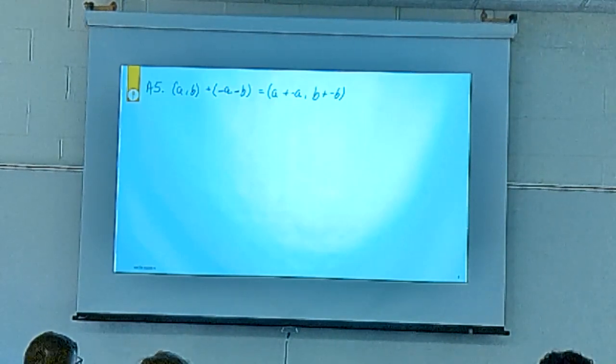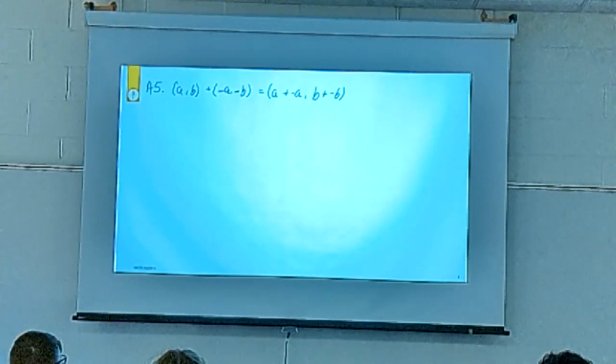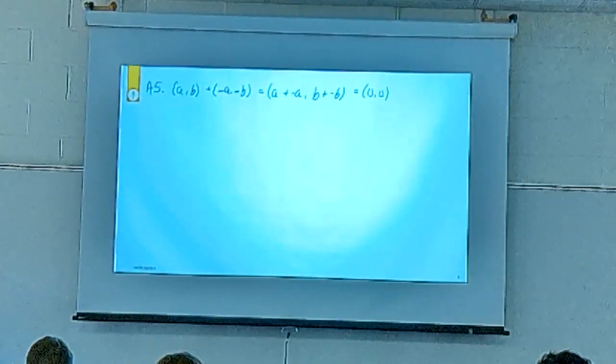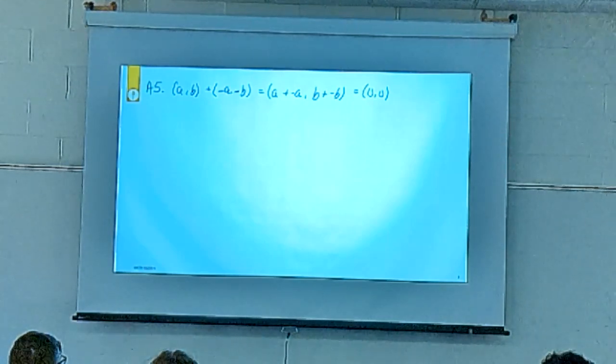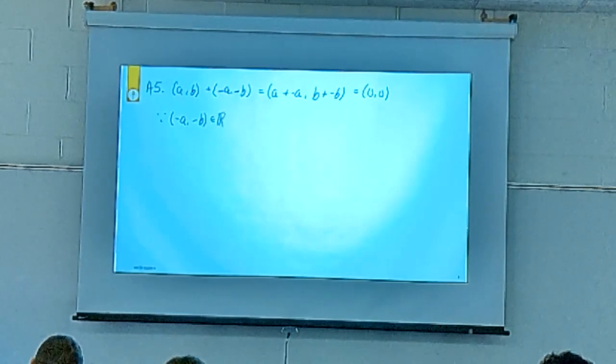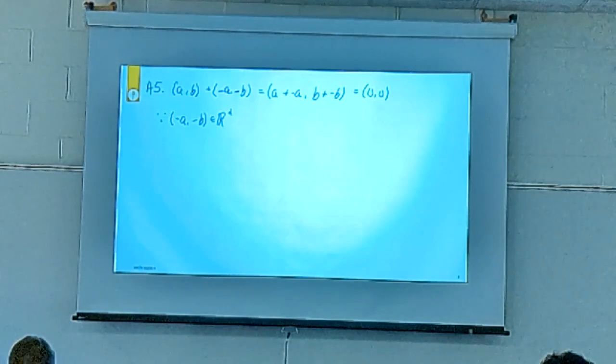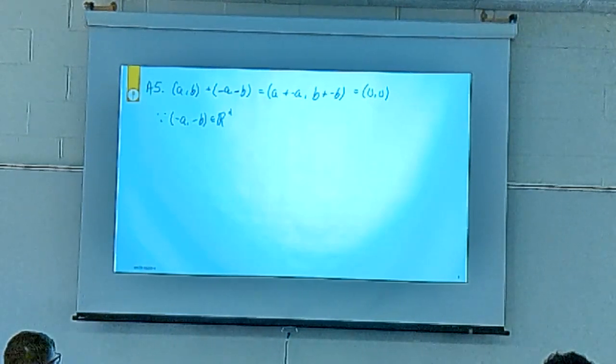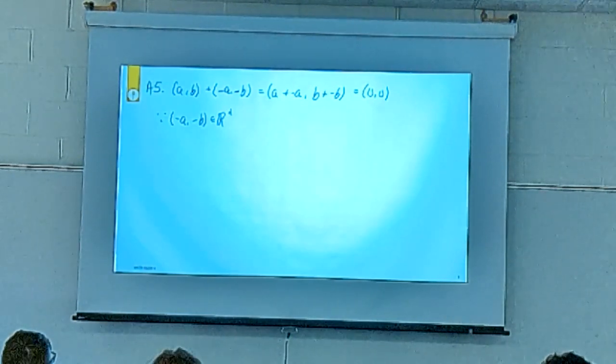What's A plus negative A? What's B plus negative B? Is (negative A, negative B) in R2? It has to be, right? Be careful when you say it has to be. In this case, why does it have to be? Because A, B are real numbers, which means negative A and negative B are real numbers. If I go back to natural numbers, is (negative A, negative B) in? Now it wouldn't be. So be careful when you say that.